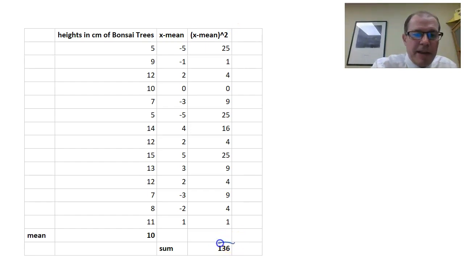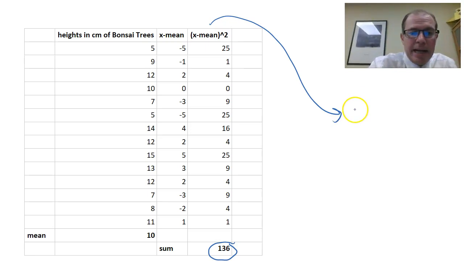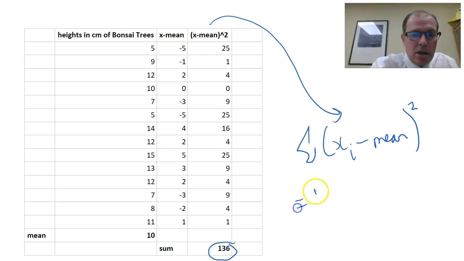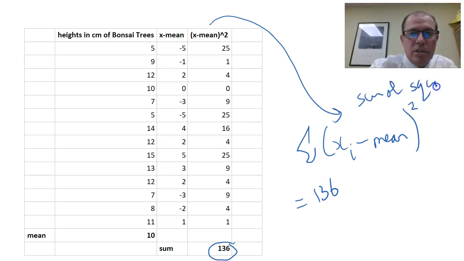So if I add together all of these squared deviations from the mean, I get the sum of the squared deviations from the mean, so the sum of xi minus the mean, squared. I'm going to write mean there for a minute; I'll come back to why I haven't put in mu or x bar. And I get 136. So that's the sum of the squared deviations from the mean.